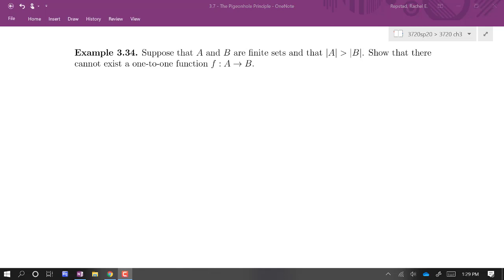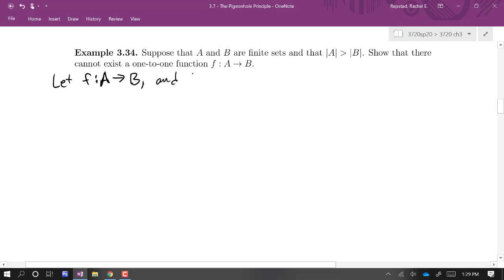All right, so in this next example, let's suppose that we have a couple of finite sets, A and B, and A has more elements than B does. We're going to show that there cannot exist a one-to-one function f that maps from A to B. So let f be a function, just some function that maps from A to B. Note that A is the domain of this function, so every element of A will map to some element in B.